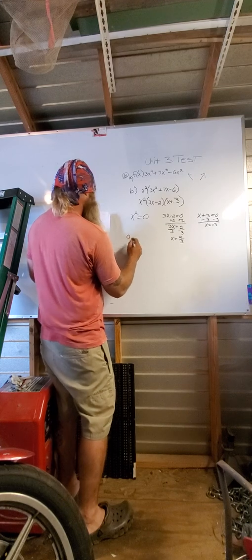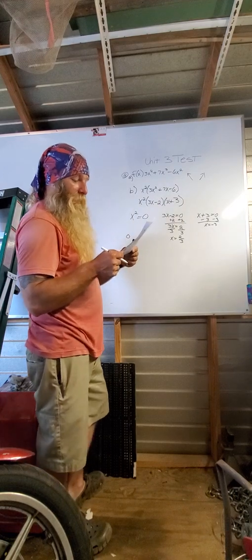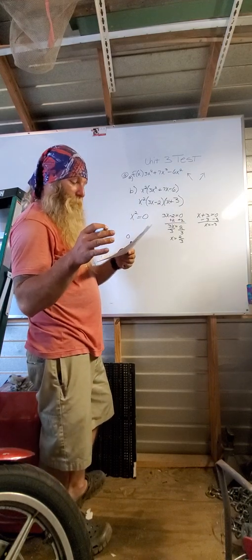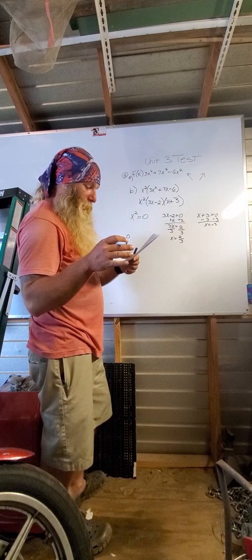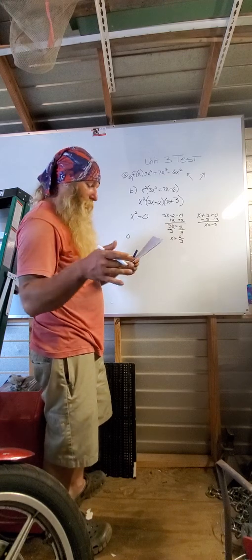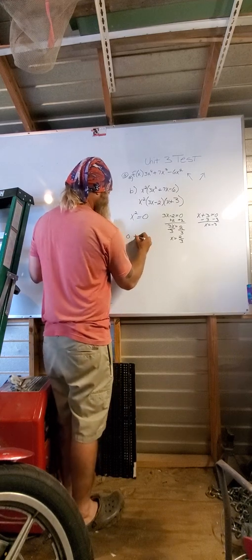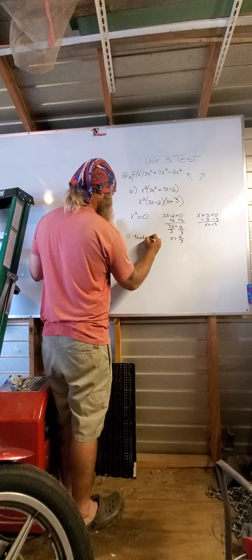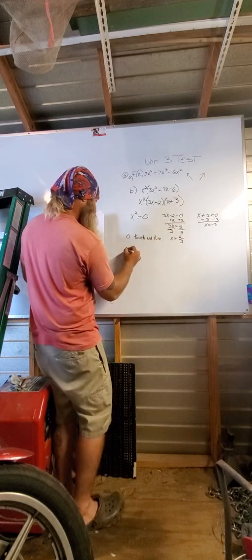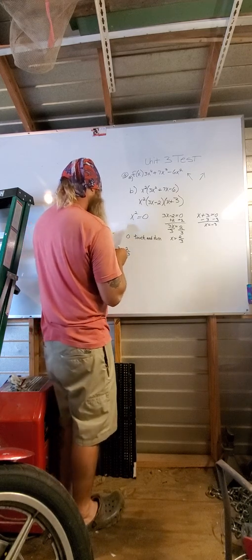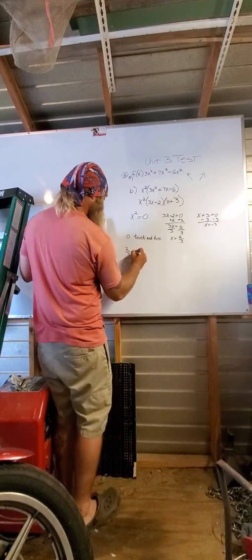0 touches and turns because it's a zero of even multiplicity. So 0 to the second, it's an even multiplicity, so it touches and turns. And then we got 2 over 3, which crosses through because it is an odd multiplicity. So it crosses the x axis.